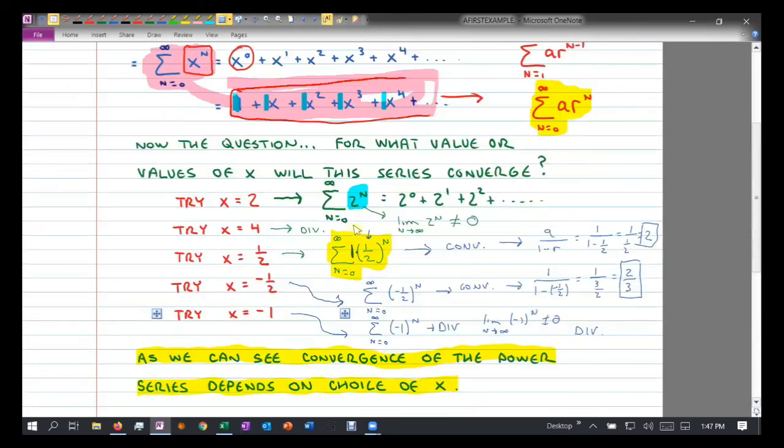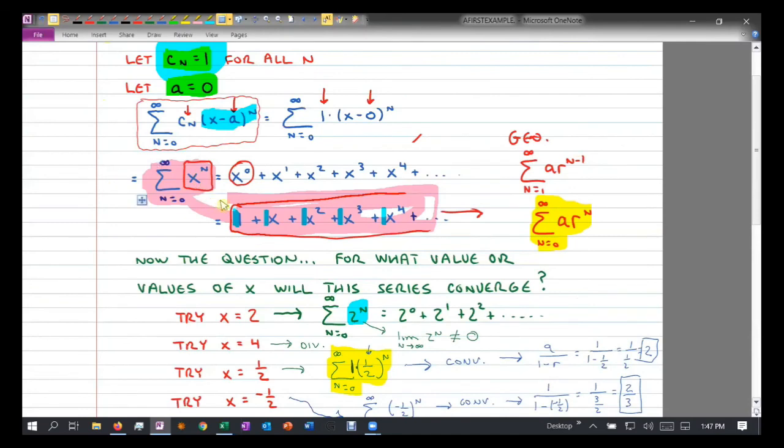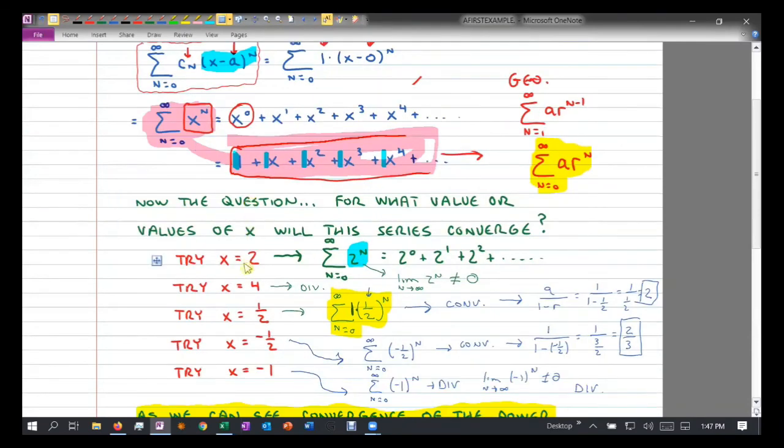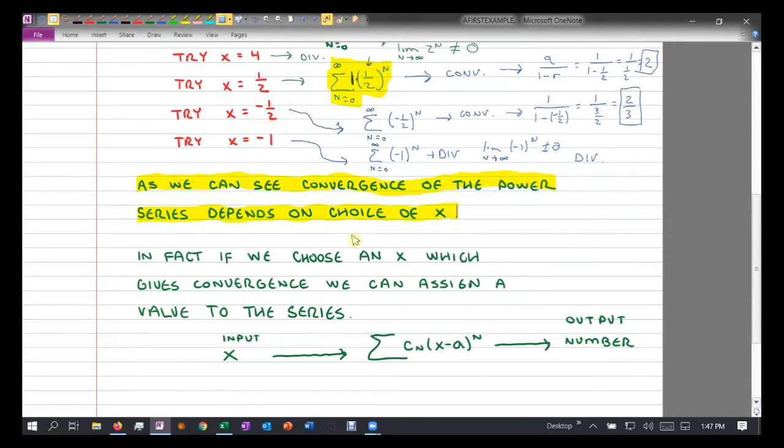For this particular example, so you have to remember, I'm giving you just one particular example of a power series. This is not every power series. This is only one particular one. And in this particular power series, the convergence or divergence of it all depends on the x that you plug in. If you give me the x, I can tell you whether or not it converges or diverges. In fact, if you give me the x and it converges, I can tell you what it converges to. So we can see that the convergence depends on x.